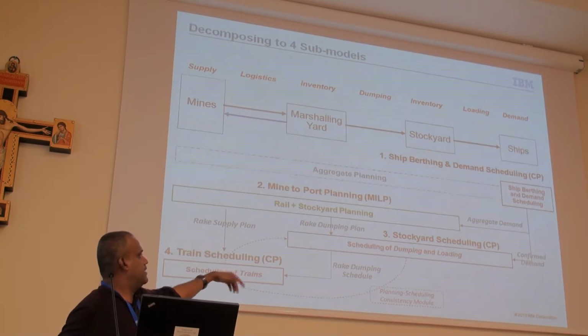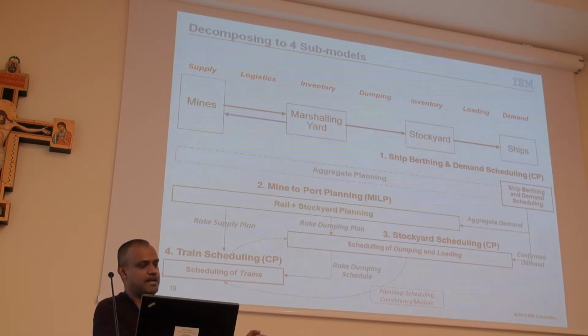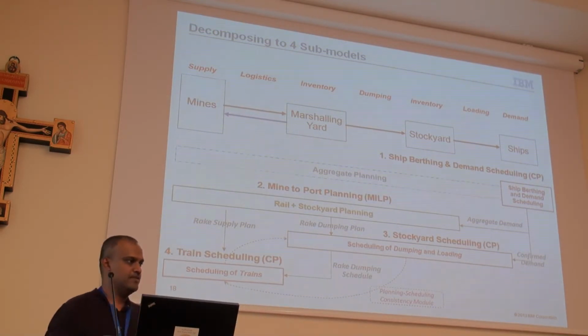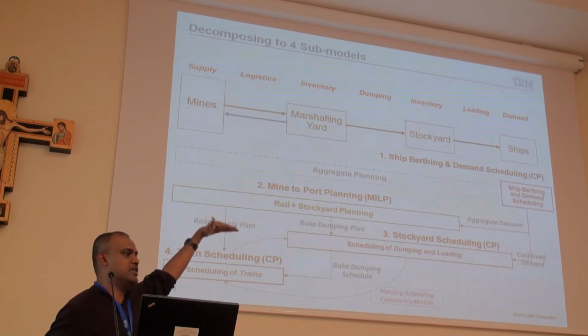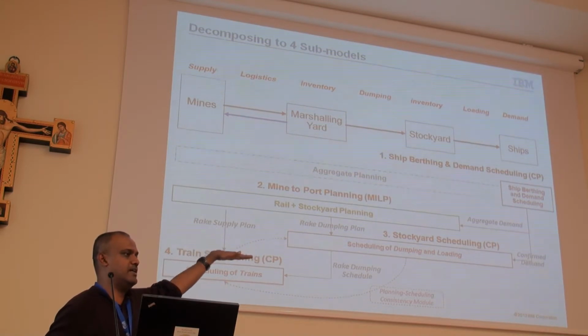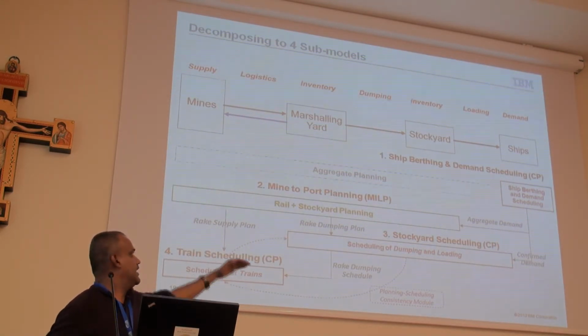Now, given that plan, what happens in number 3 and number 4 are the actual scheduling. So I do a scheduling of stockyard separately, followed by a scheduling of trains. Now, a lot of things could go wrong in 3 and 4 because I'm using a lot of higher level parameters on the top without taking into account the finer details of the components below. And I do the plan.